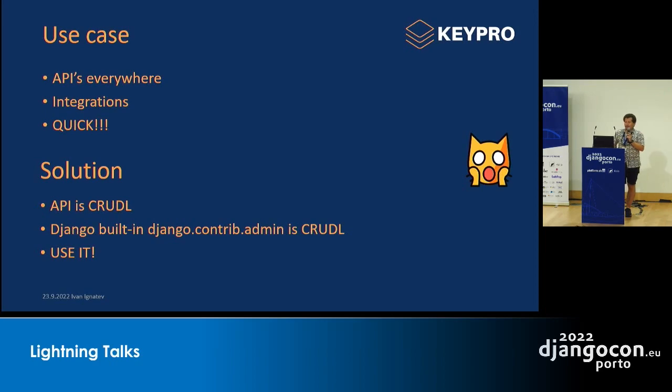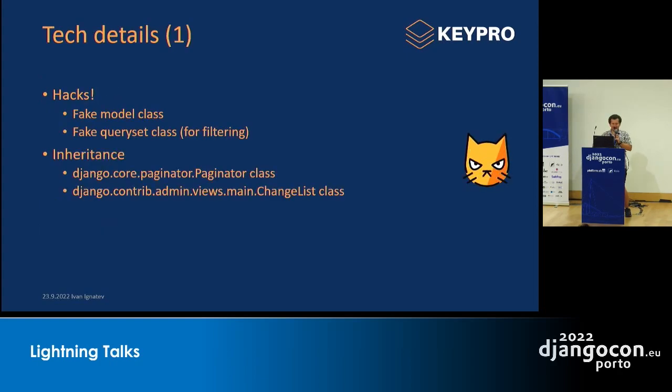You know that we have lots of APIs everywhere, and APIs are sometimes used for integrations, and most APIs are REST, and they are create, retrieve, update, delete, list. And as we need very quick solutions, what's also create, retrieve, update, delete, list? It's Django admin. So at some point I thought that it's okay to use it, and what comes from it?